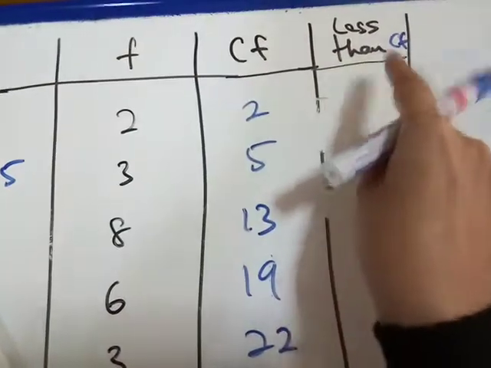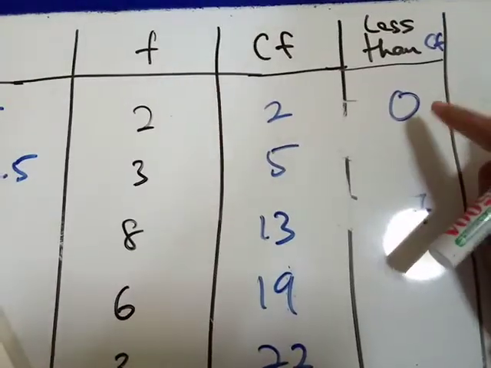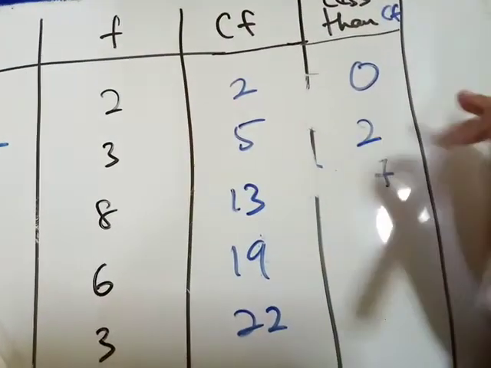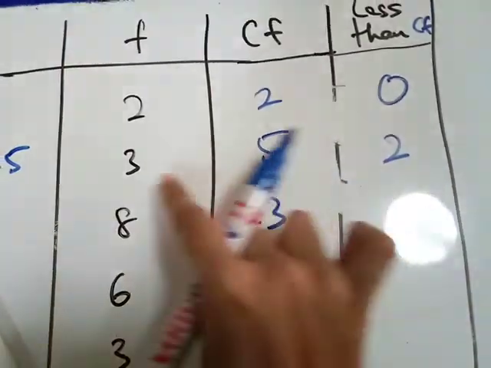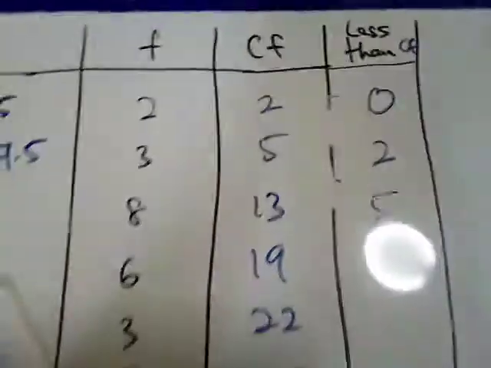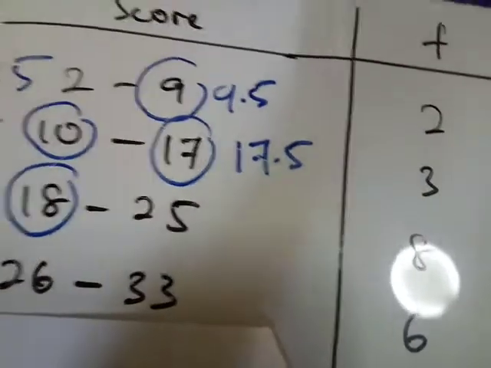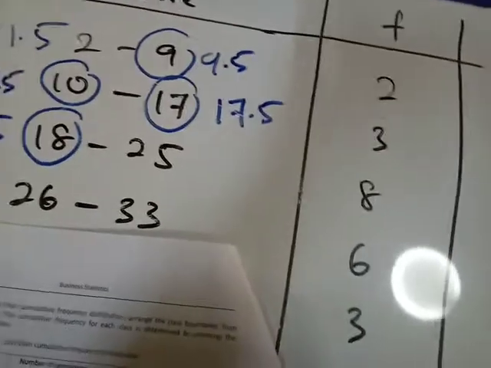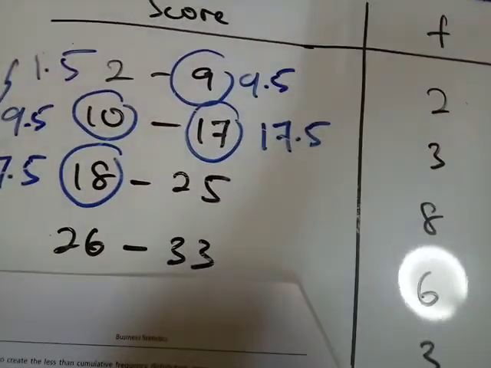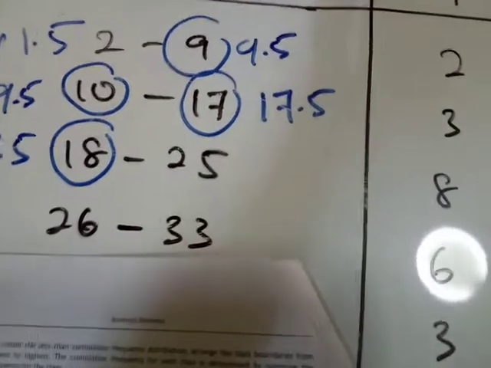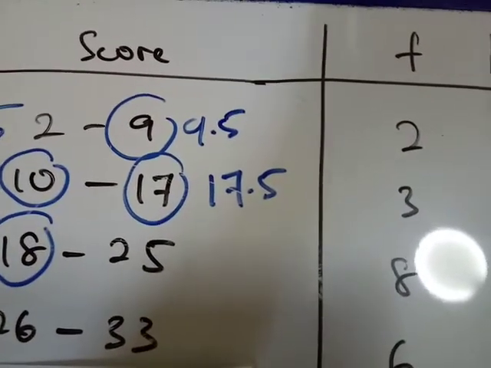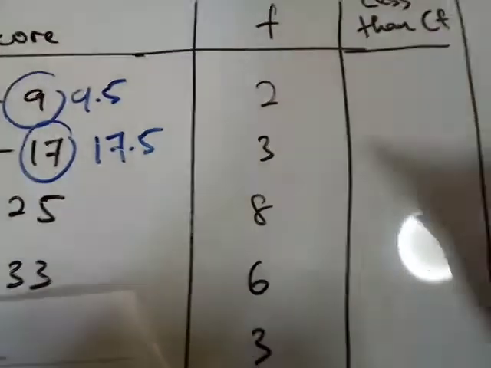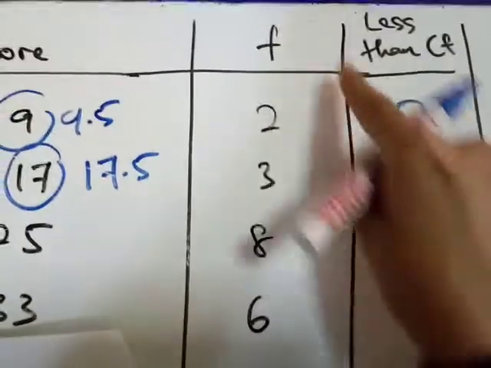So less than CF starts with 0, right? From the frequency, 0 plus 2, you will get 2. And then 2 plus 3 you get 5. I am afraid you are confused. The part about cumulative frequency you can understand. For less than, starting with 0, less than CF, by using the frequency distribution.